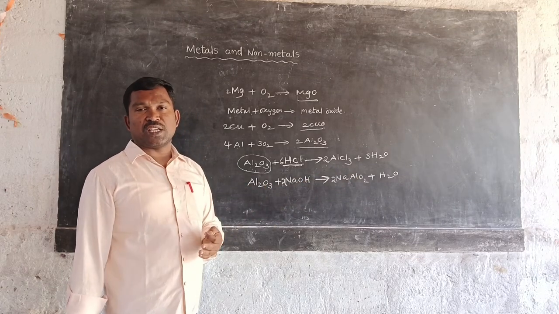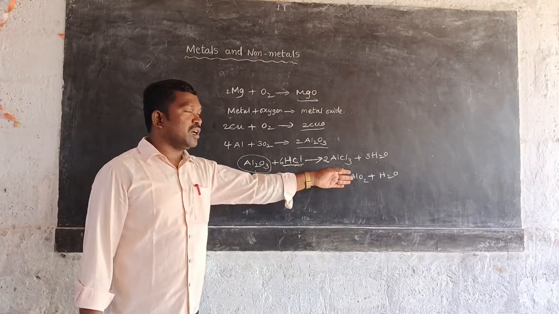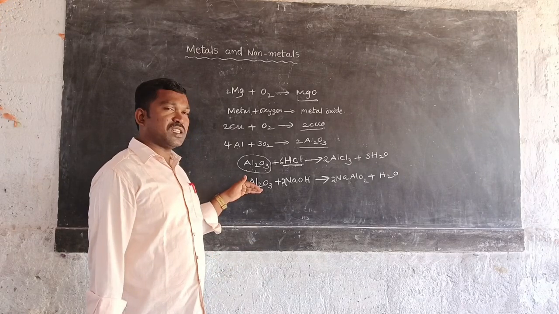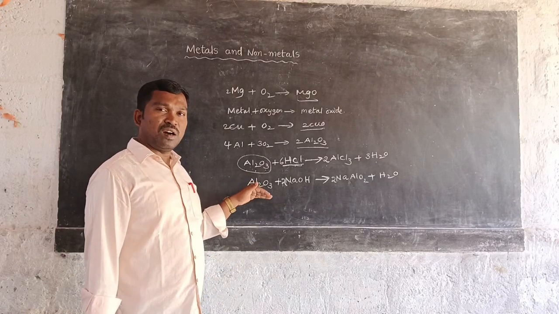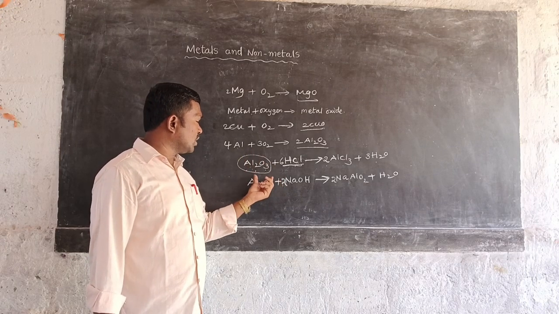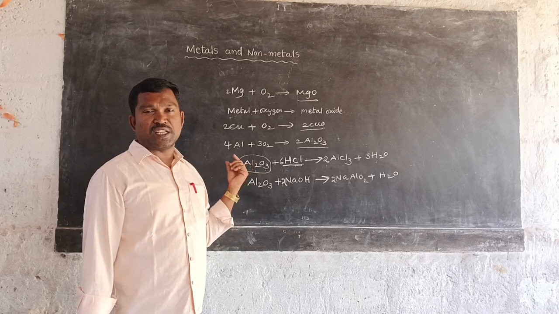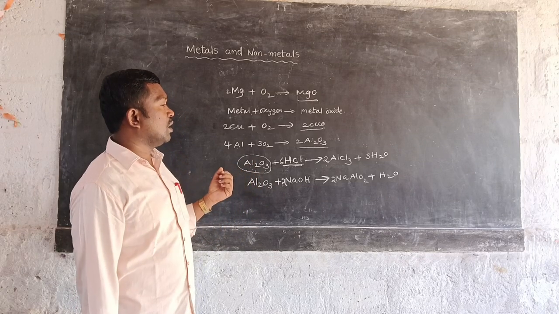Already you know the neutralization reaction: when acids and bases react together, salt and water are produced. What is this reaction called? Neutralization reaction. So here, Al2O3's nature is amphoteric.